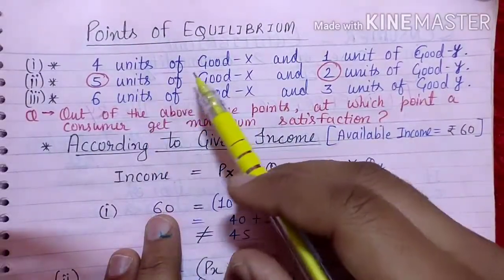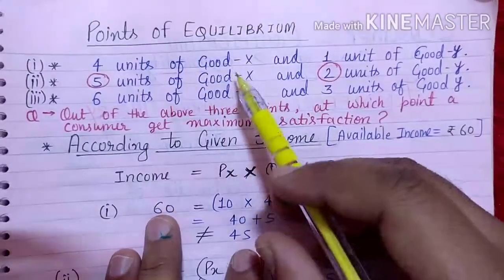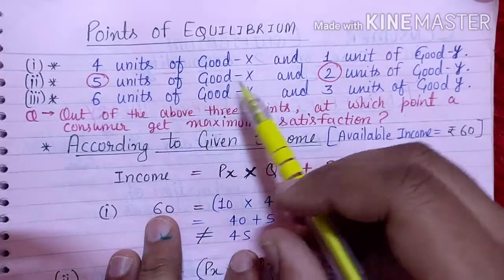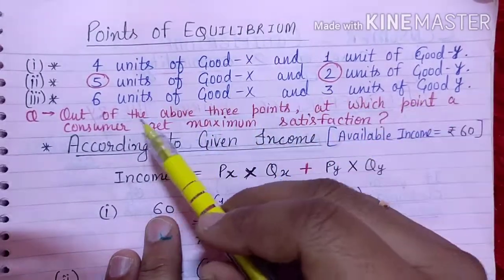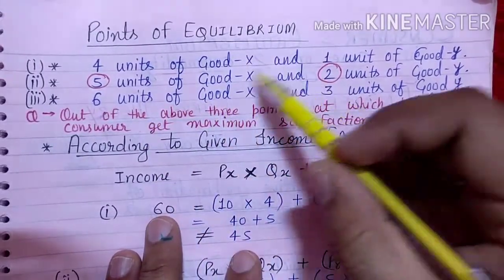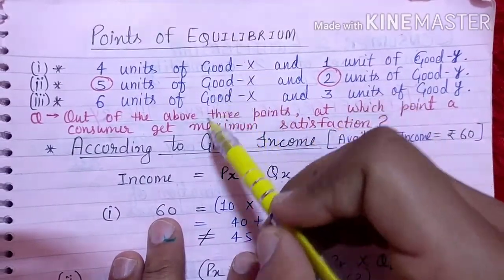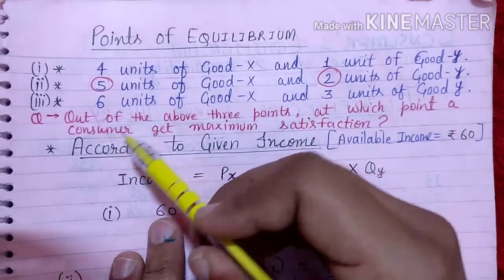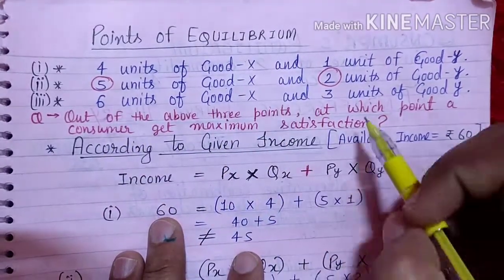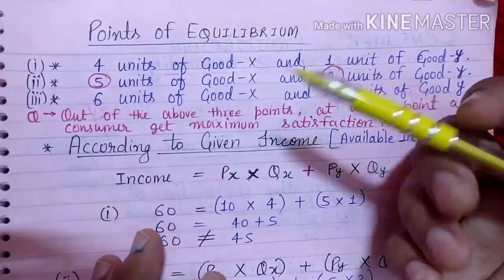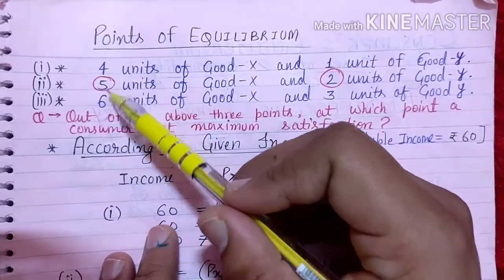So these are the 3 points where we are getting equilibrium: 4 units of good X and 1 unit of good Y, 5 units of good X and 2 units of good Y, 6 units of good X and 3 units of good Y. There we are getting the same value, 7 and 7 at the first point, then 6 and 6, and at the third point 5 and 5. So the question arises: out of the above 3 points, at which point does the consumer get maximum satisfaction? First, second or third, which one?